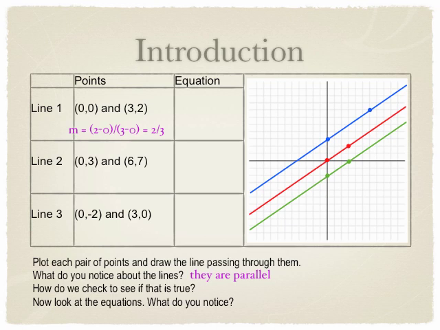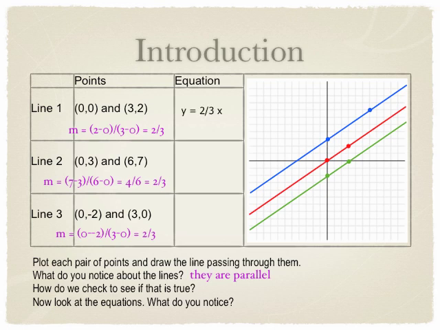We'll take y minus y, so we have 2 minus 0, divided by x minus x, so divided by 3 minus 0, and we get 2/3. So the slope of the red line is 2/3. For line number 2, we take 7 minus 3, y minus y, divided by 6 minus 0, which is 4/6, but that simplifies to give me 2/3. For the last line, I'd have 0 minus a negative 2 divided by 3 minus 0, which also gives me 2/3. So they all have a slope of 2/3, so they all are parallel.